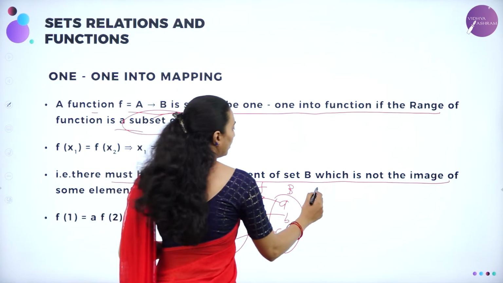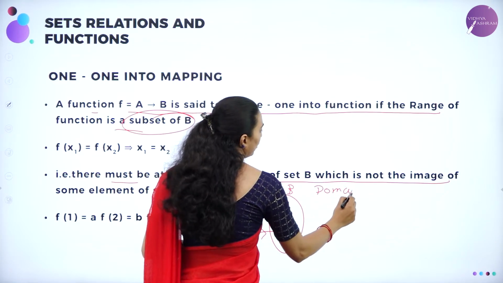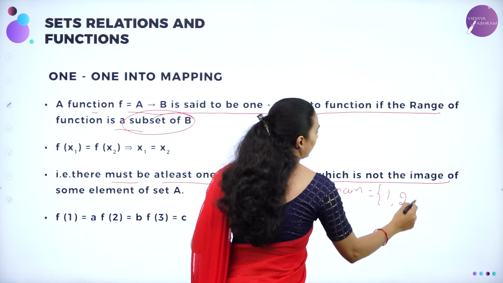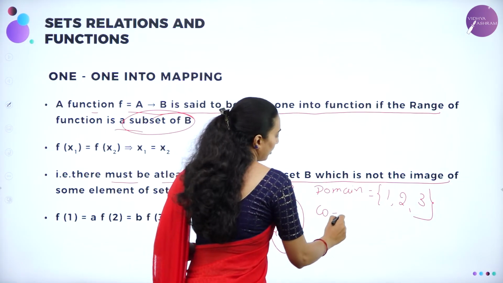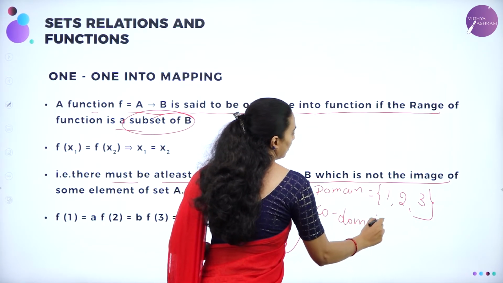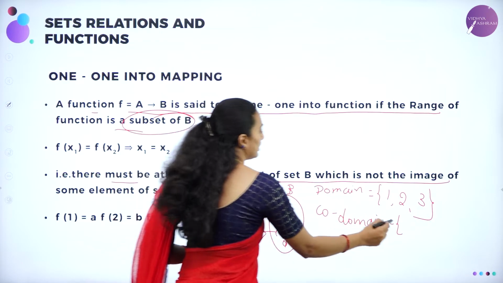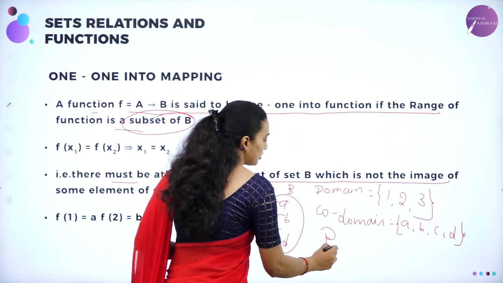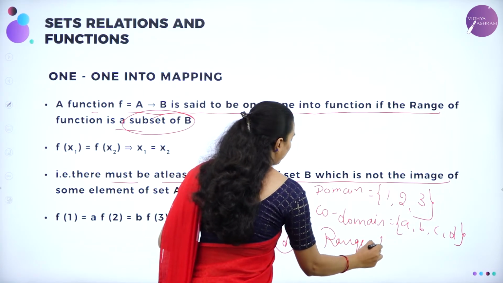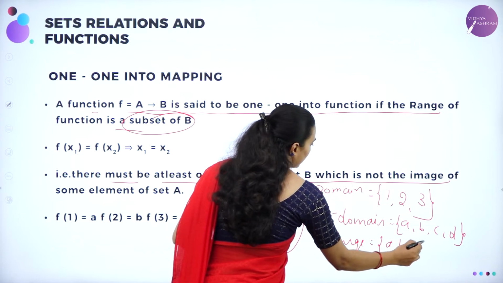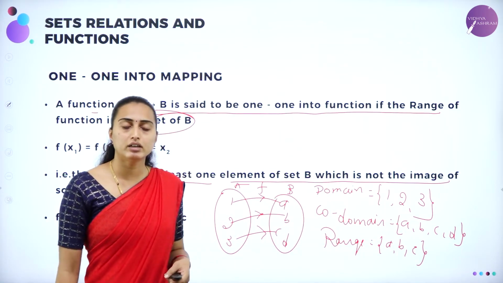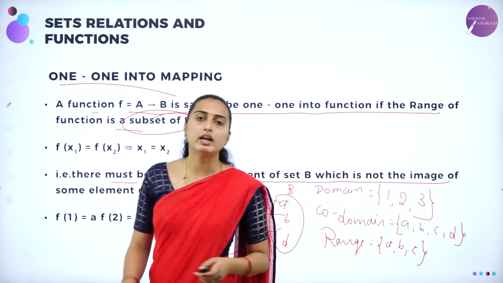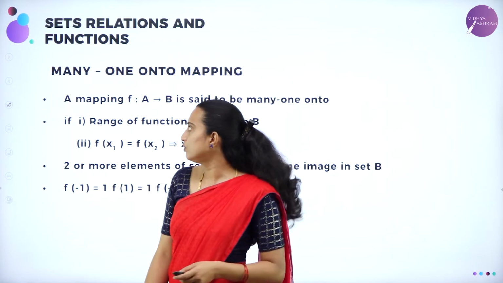What is the range here? Our domain set elements are 1, 2, 3. What is the codomain? Codomain elements are the whole set B, that is A, B, C, D. What are the connected elements? The range, the connected elements, is nothing but A, B, C. Correct? See, A, B, C are in the codomain set. Therefore, the range is a subset of the codomain set. Then it is going to be known as a 1-1 and into function. That's it, dears. Yes, we'll move on to the next.